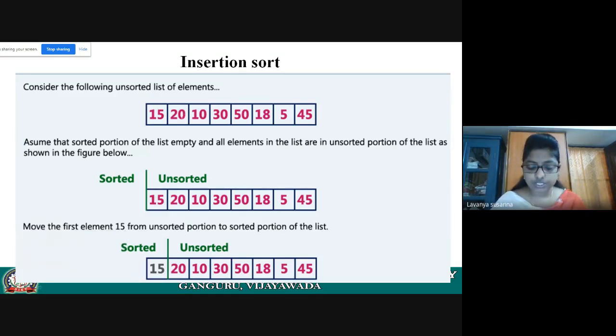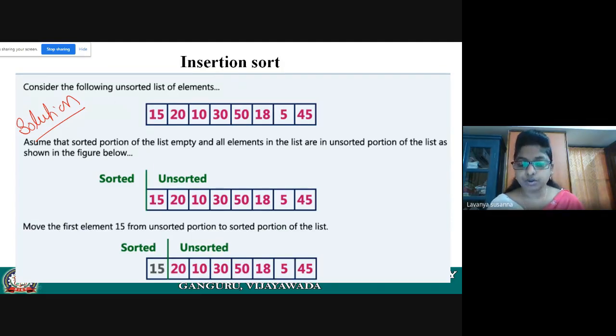Now, solution. Listen carefully. I request all the students to listen. First listen, and do along with me. While I explain, just note down along with me. Understand it. Now see, these are the elements given: 15, 20, 10, 30, 50, 18, 5, 45.